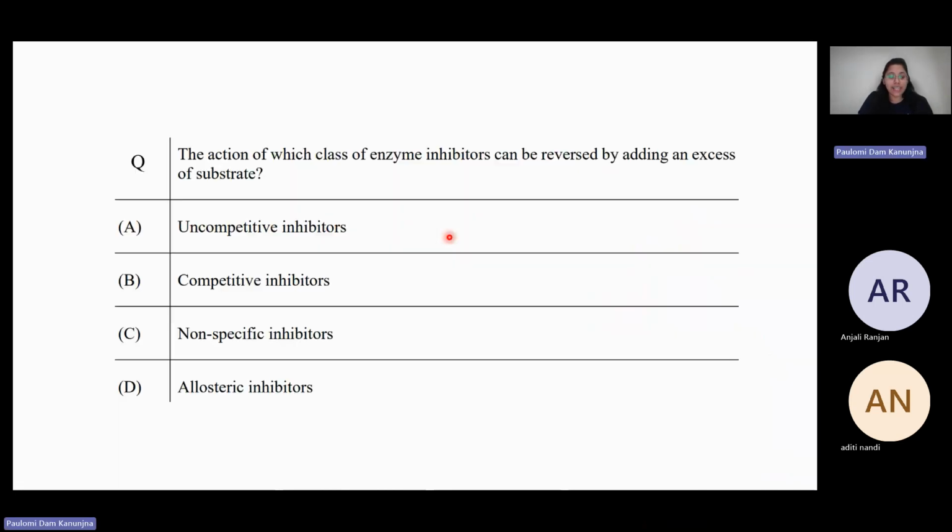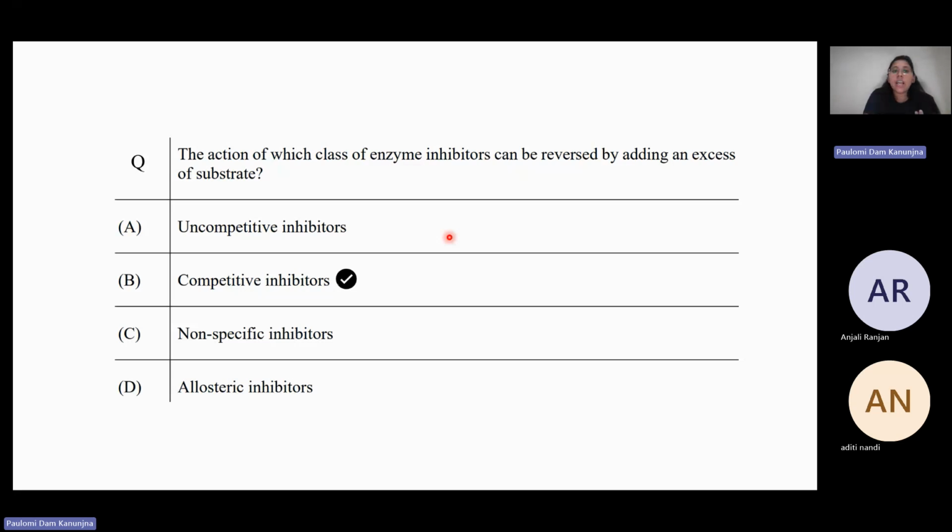Okay, we'll do several exercises that will get clear one by one. So let's begin with this simplest one. So this is easy. The action of which class of enzyme inhibitors can be reversed by an excess of substrate? This is simple. This is very easy. This is what we have been discussing so far. So competitive inhibitors, because if there is competition, only then if you increase substrate, due to Brownian motion, substrate will bind to enzyme more effectively.